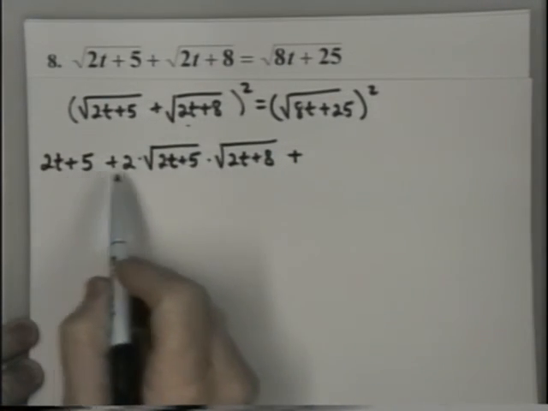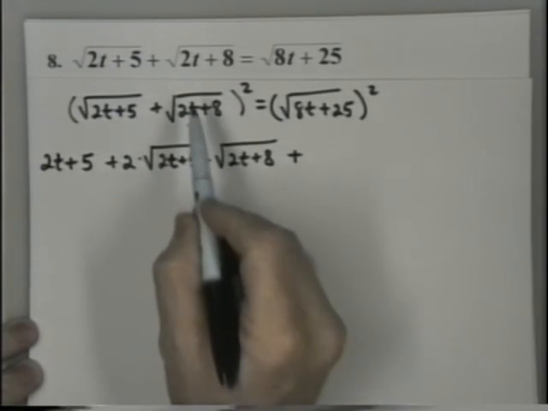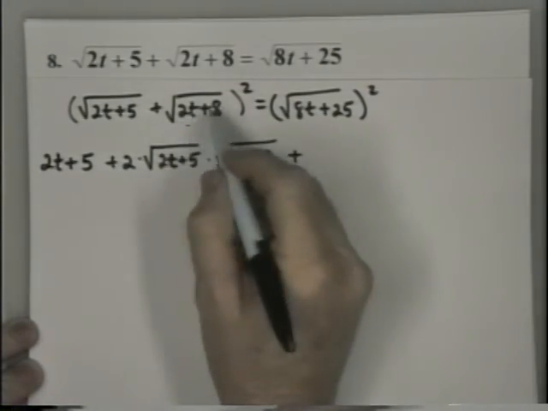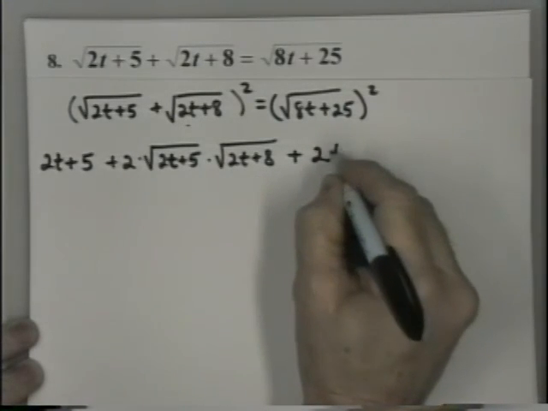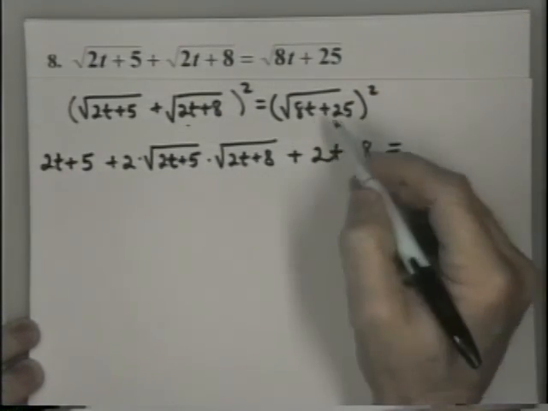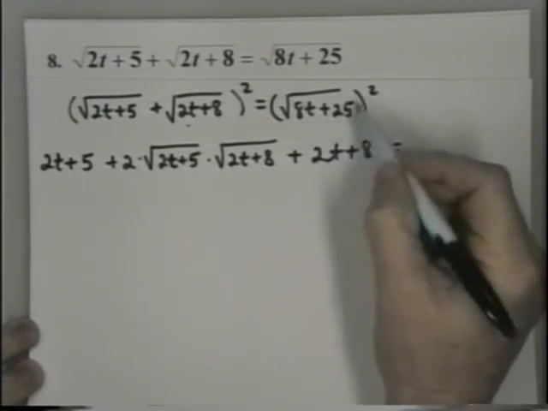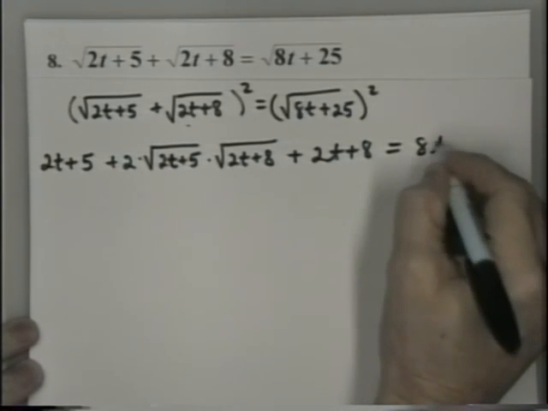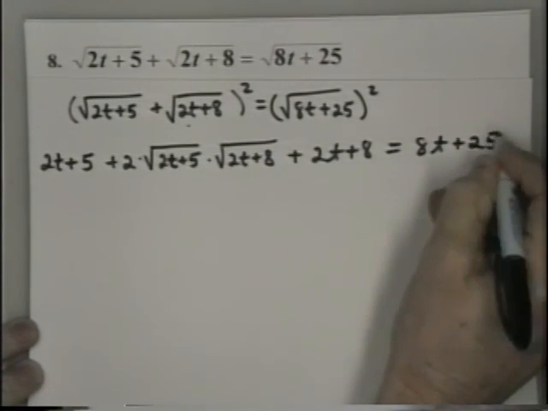It's the square of the first one plus twice the product of the 2 plus the square of the second one, which again is a square root radical, so it's just what is inside the radical, equals the square of another square root radical, which is again just the radicand, what's inside the radical.